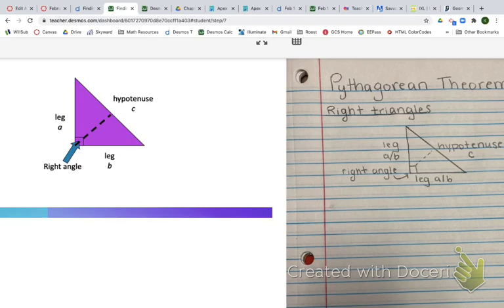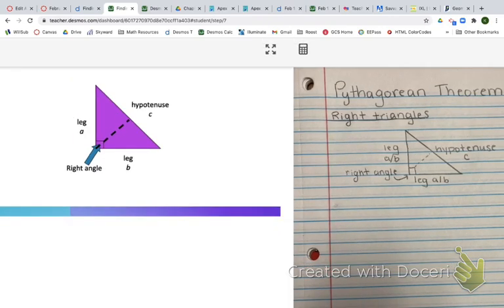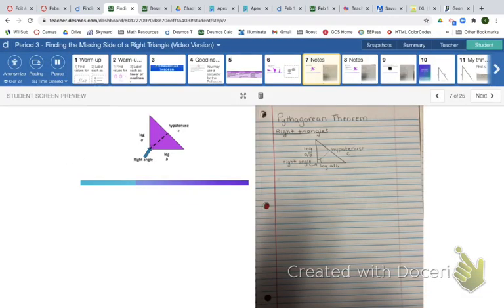It really doesn't matter which one's which. So if you want to write A/B, go ahead and do that. All right, pause the video if you need more time, and come with me to slide 8.